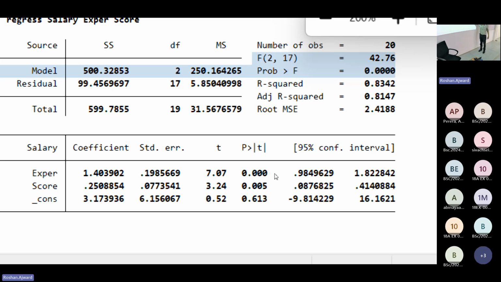Take a negative sign, for example. If the computer programmer's experience goes up by 1 year and the sign were negative, the salary would go down by 1,404, which is not applicable here because it is a positive sign.